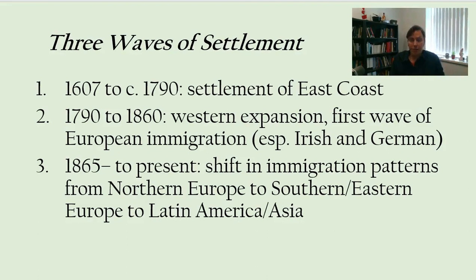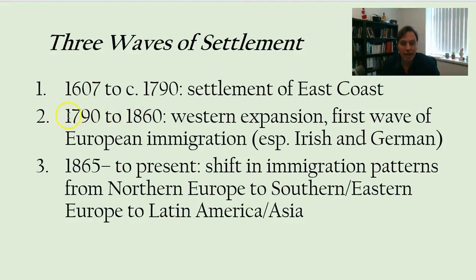Three waves of immigration, of people coming into this country, into this land from somewhere else. Each has its own sort of effect on the English language and relationship to the development of American English. The first wave is from 1607 to 1790, and that was the settlement of the East Coast, driven by the English, but also, as we saw, by Africans, by Dutch, by Scots-Irish, and so forth, and Germans.